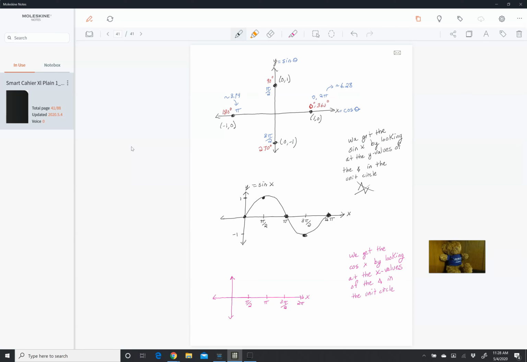Okay. Now at 0, we're looking at the x value. So the cosine of 0 is 1. The cosine of pi over 2 is 0. The cosine of pi is -1. The cosine of 3 pi over 2 is 0. And the cosine of 2 pi is back at 1 again.